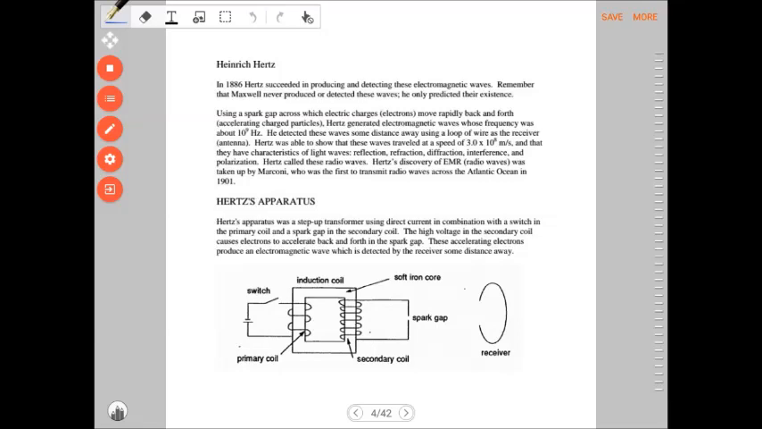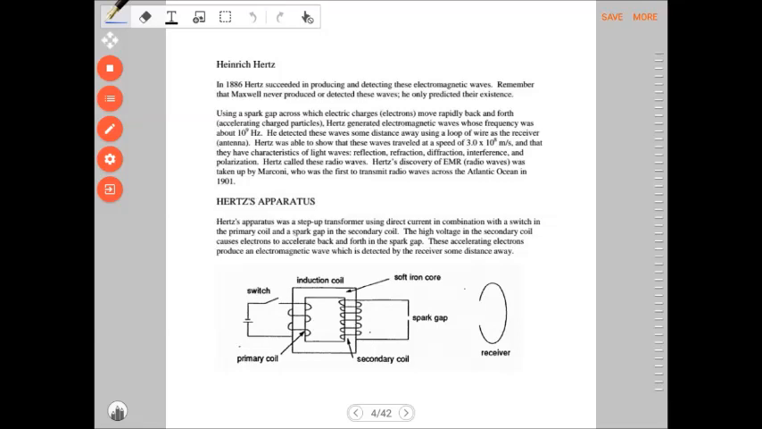Who was the first to transmit radio waves across the Atlantic Ocean in 1901. This is a huge technology, right? Because these are radio waves, and if you can transmit radio waves across the Atlantic Ocean, now you don't have to wait 3 months for a letter from one side to the other, and communication over long distances finally became possible. So let's talk a little bit about Hertz's apparatus.